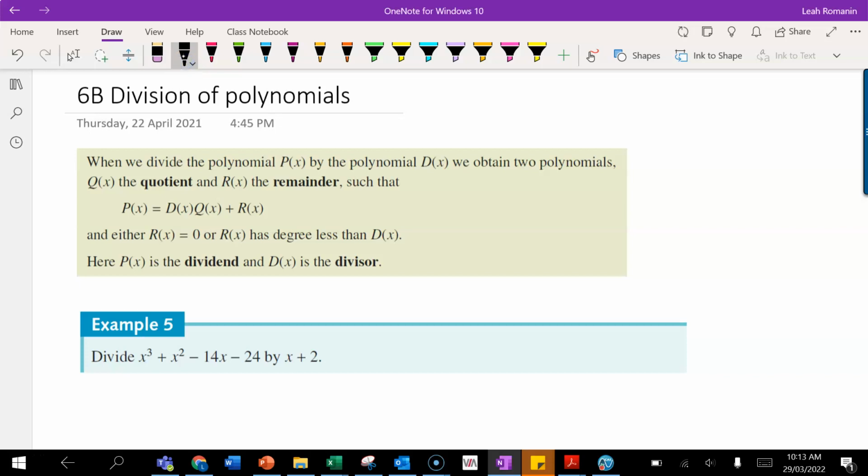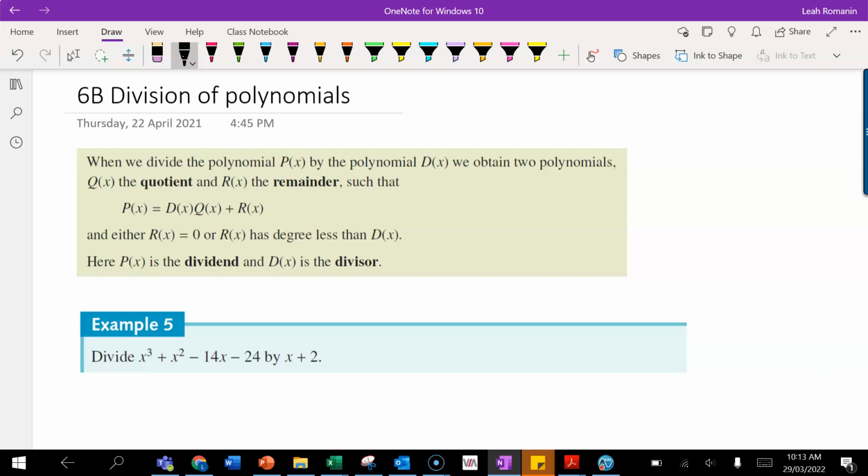Hi everyone, so today we're going through 6B Division of Polynomials. Now for those of you that have done long division at some point during primary school will definitely remember this process. For those that haven't, get your pen out and your book out and get ready to take some notes.